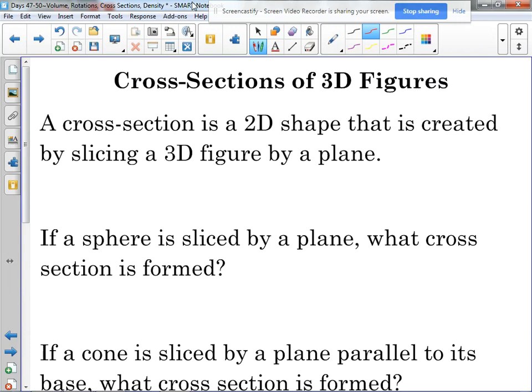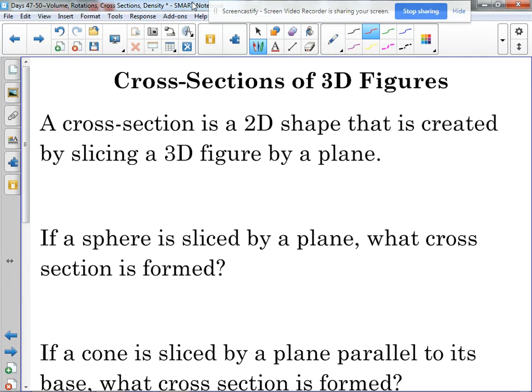So try to picture in your head, this first question says, if a sphere is sliced by a plane, what cross-section is formed? So picture a basketball, soccer ball, volleyball, baseball, anything of that nature. Those are all spheres of various sizes. If I take a plane and slice right through the middle of whatever ball we're talking about, and I open it up for you to see it, what shape are you going to be looking at?